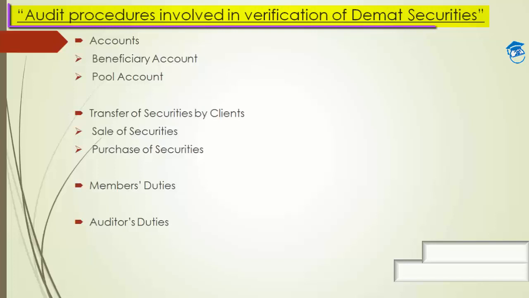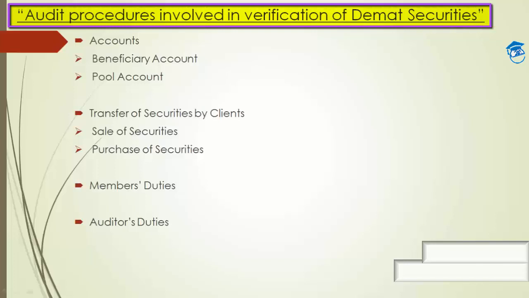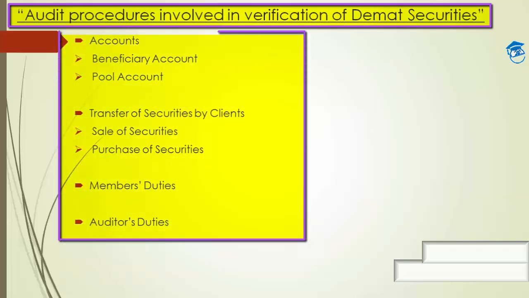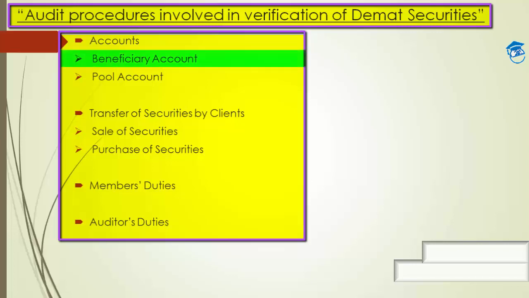Let's move ahead with the next topic, and that will be about the auditor's procedures involved in verification of Demat securities. So guys, now let's understand the audit procedures which are involved in verification of dematerialized securities. Number one is accounts. Under dematerialization, the stockbrokers should maintain any of the following two accounts with their depository participants for handling the receipt and delivery of the securities in Demat. Number one, beneficiary account. Number two, pool account.